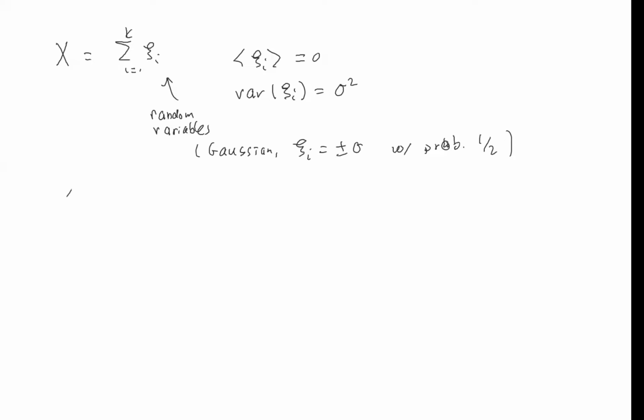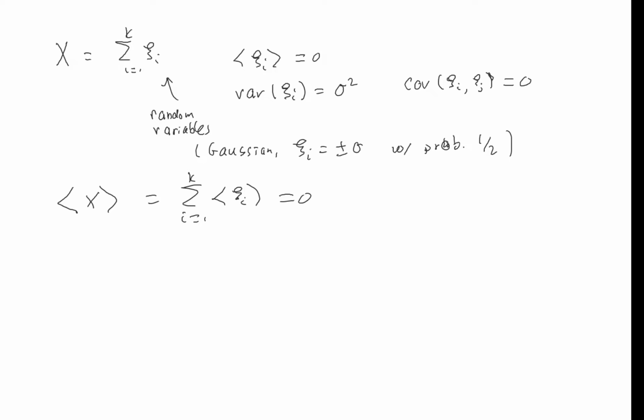So what's the mean value of X? That's the sum i equals 1 to K of the mean value of squiggle_i, and that's 0, right? Oh, one more thing: these are uncorrelated random variables. The average of squiggle_i squiggle_j equals 0. Okay, uncorrelated. So X is 0 on average.